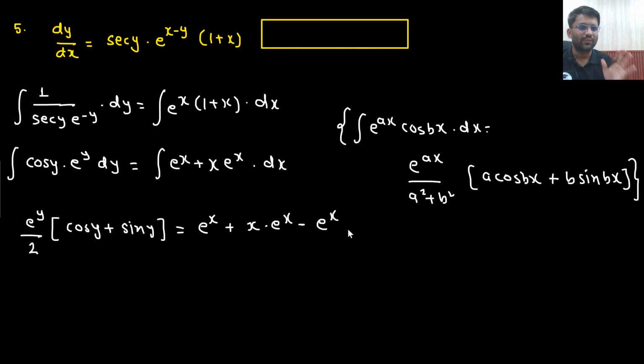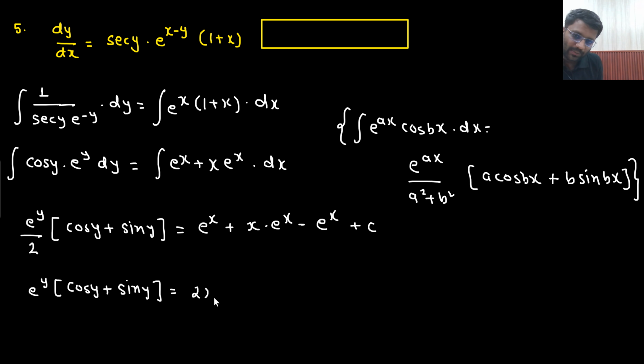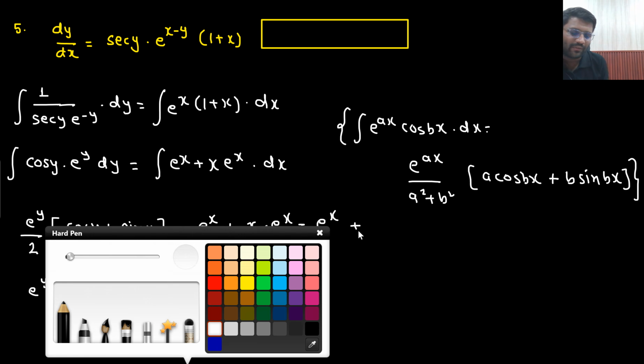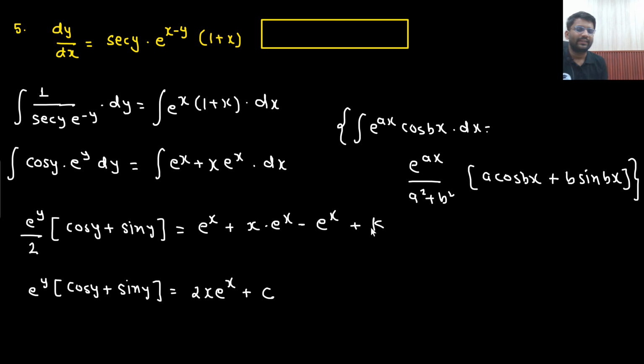All these things in the basics of integration we have studied. Single integration. These things you should be able to do. This and this will get cancelled out now. E to the power x, e to the power x will get cancelled out. What answer are you getting? E to the power y into cos y plus sin y, along with plus c, would be equal to, what will happen? 2 will go this side, so that will become 2x e to the power x plus some constant c. So here you write down k, 2 into k will become another constant. So this is the answer that you will be getting.